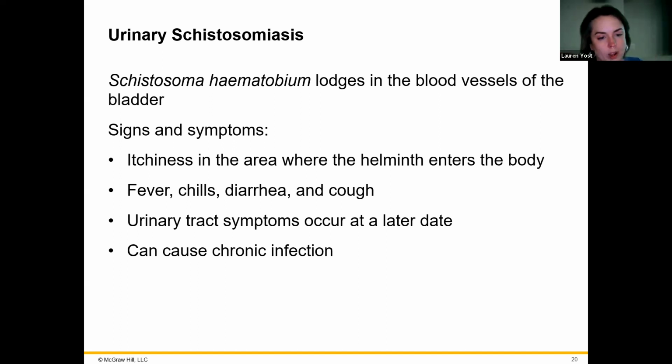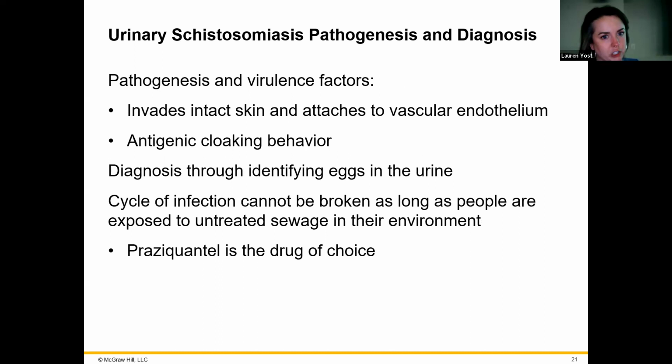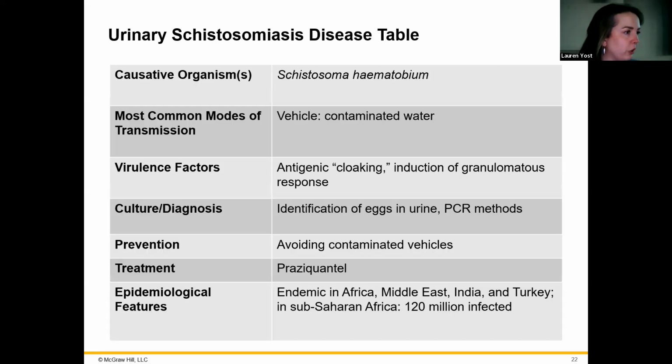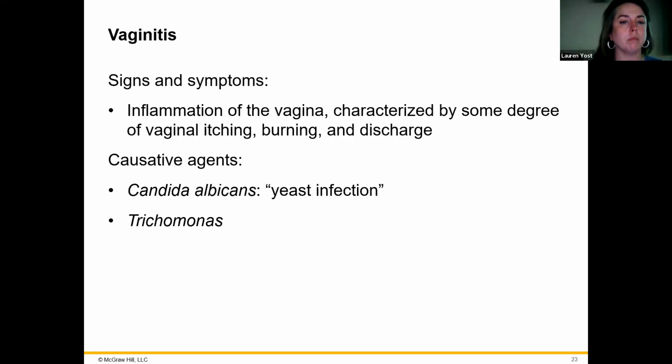You're going to feel quite ill, but this can even lead to a chronic infection that can cause severe inflammation of the bladder and other organs as well. But basically, you're going to treat this with praziquantel. And remember, all schistosomes are going to cloak themselves in proteins to hide from your immune system. I say proteins, your own proteins, like from your own bloodstream.